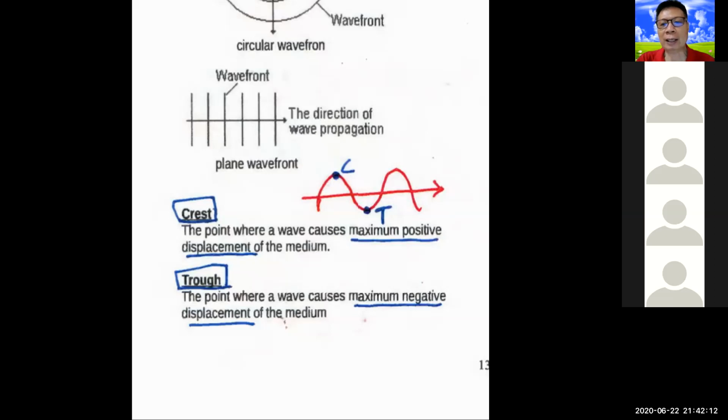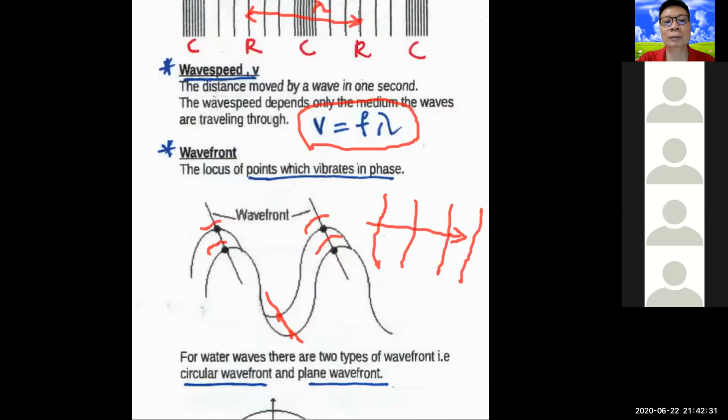So many terms here now. Amplitude, frequency, periods. Okay. Crest, trough, wavefront, wave speed, wavelength, lambda, so many. Okay, this one done. Now another two more, compression and rarefaction.